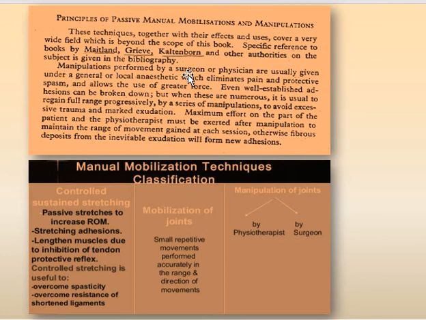Manipulations performed by surgeons or physicians are usually given under general or local anesthesia, which eliminates pain and protective spasm and allows the use of greater force. Even well-established adherence can be broken down, but when these are numerous, it is useful to regain full range progressively by a series of manipulations to avoid excessive trauma and marked exudation.